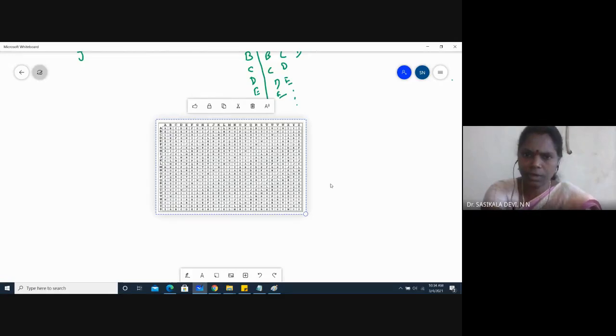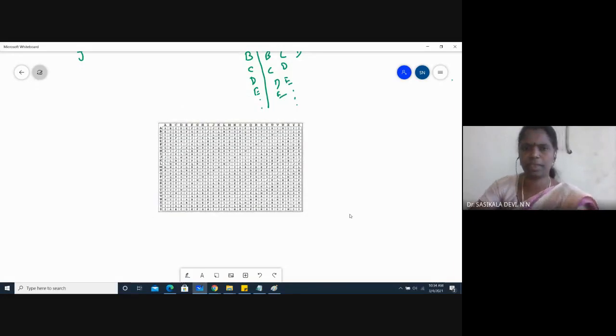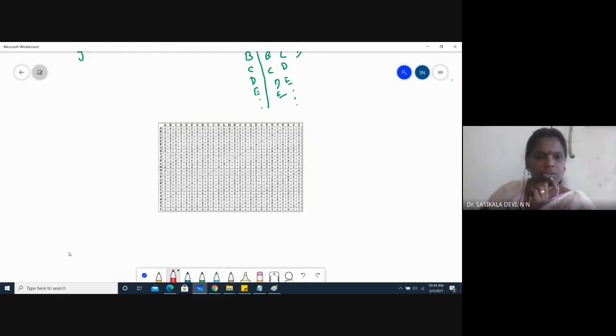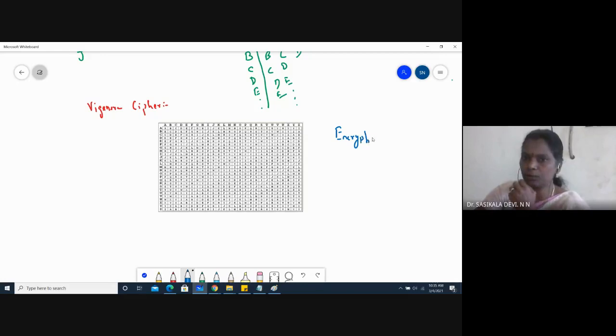Can you see this Vigenere table? Is it visible to you? Yes, ma'am. How to do the encryption with this table? Encryption and decryption are both a simple lookup. This is actually a table made upon ships, but anybody can do this. Now you have to do the encryption and decryption process.